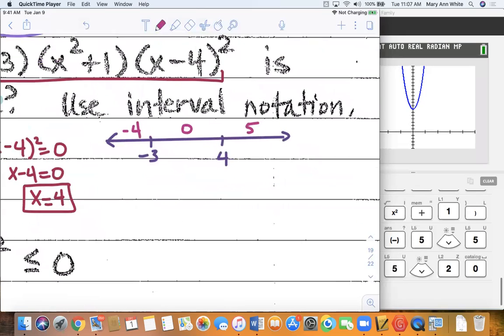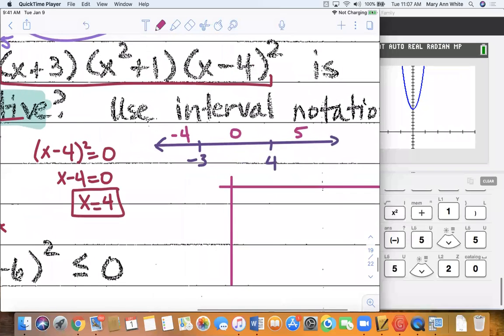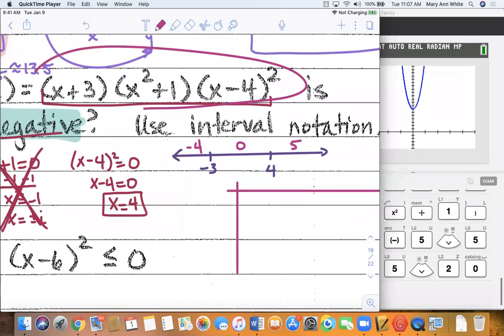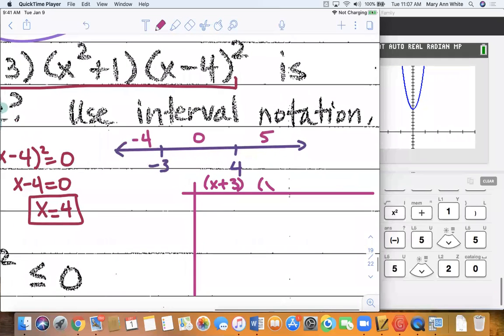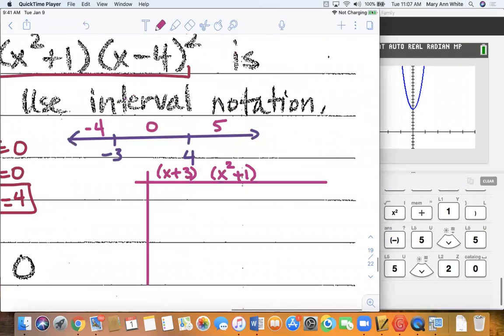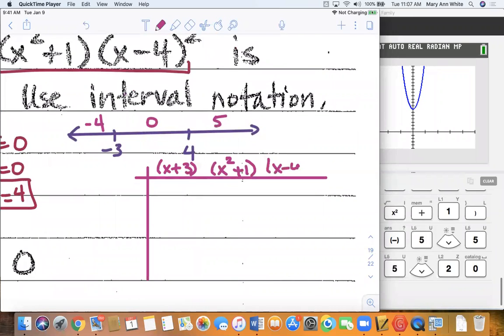I'm going to make a sign chart. On my sign chart, I use all of the factors. So all of these factors up here go on the top of my sign chart. So I put x plus 3. I do x squared plus 1. I know he didn't give us a 0, but he's still part of the equation. And then I've got x minus 4 squared.